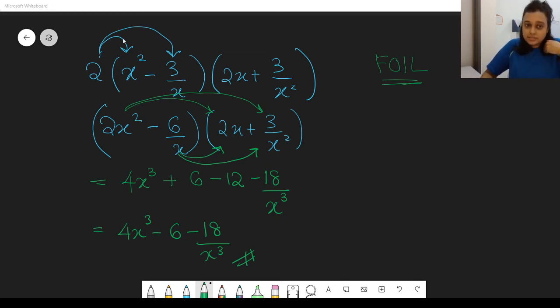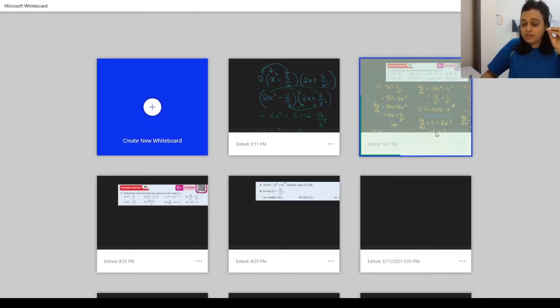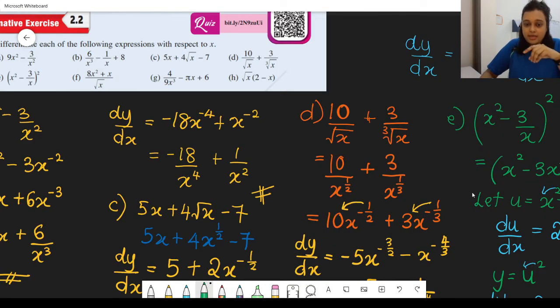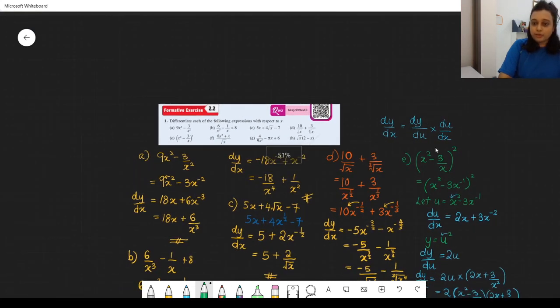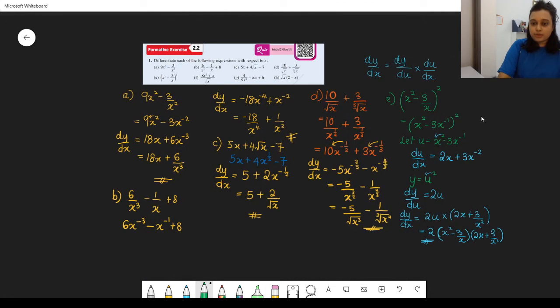So for teacher, you can actually leave it. No problem. You can actually leave it up to here, this part. But if you want to expand and leave your answer in expanded form, also can, no problem. It's totally up to you.